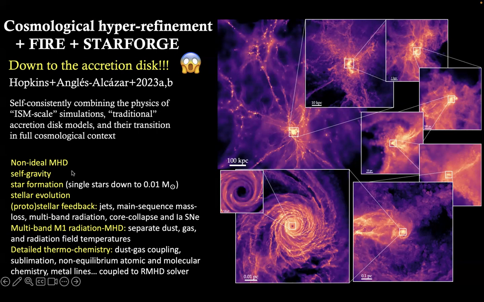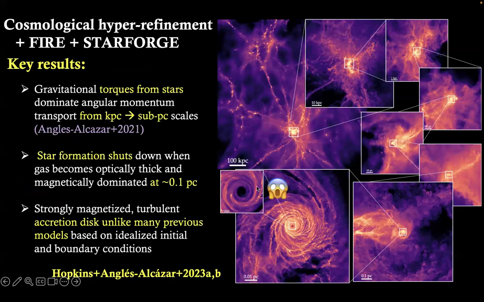So there is a lot more physics in these simulations, including non-ideal MHD, multiband M1 radiation, along with the magnetohydrodynamics and individual protostellar feedback. So lots of physics to just allow us to keep pushing down to the accretion disk, and some first results that are very, very interesting.